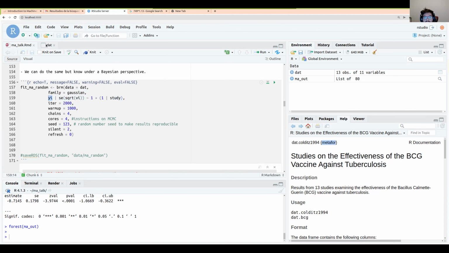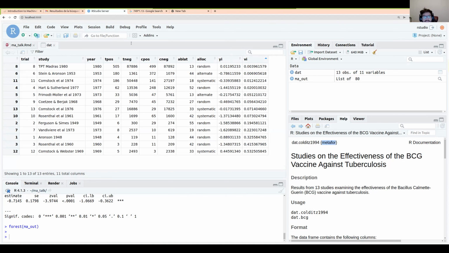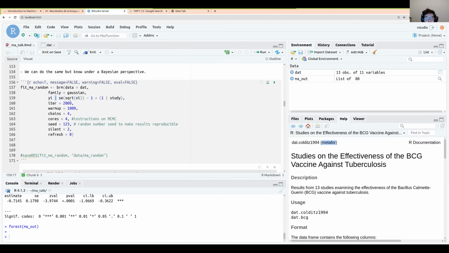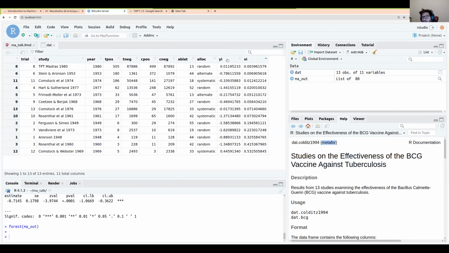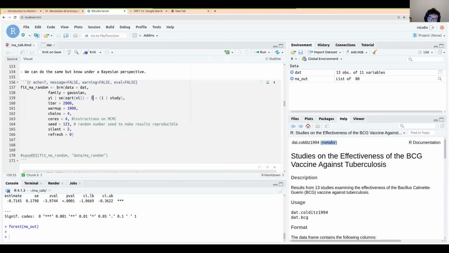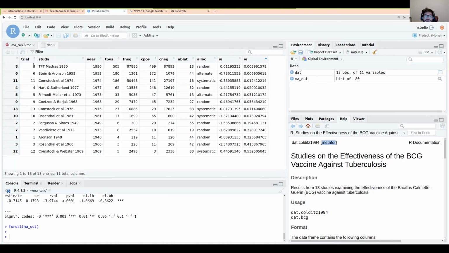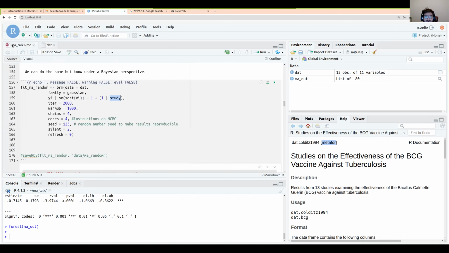Remember, in our data frame, the observed effect sizes variable is yi. This given symbol is only to specify that we know the standard errors, which are the square root of vi, and vi again is a variable of my data frame. And this is a column of 1, which will be the intercept, the mean effect size. And this is what we're telling brms, that we will have a local intercept or a random effect for each study. You can use trial, you can use study, it doesn't matter. It's just how you identify the local intercept for each study in your model.